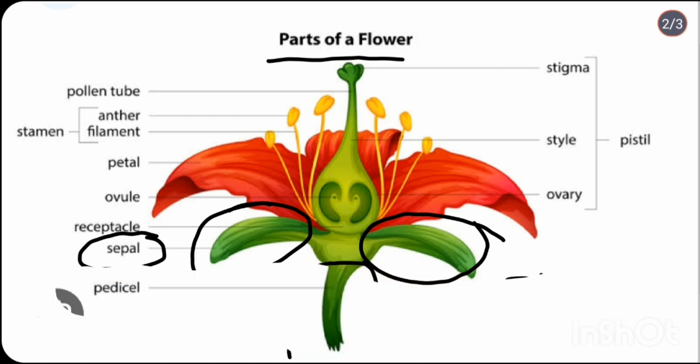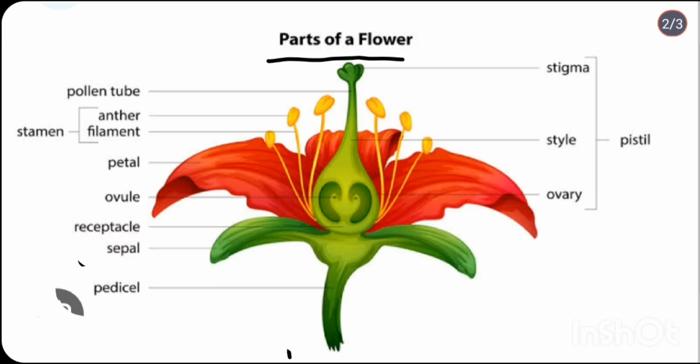Okay, these protect the parts of the flower from getting damaged when they are in the form of a bud, right? जब flower बहुत छोटा होता है, so you have seen that it forms a bud-like structure. This type की जिसको हम कली बोलते हैं. So these sepals protect it from dust and from getting damage.